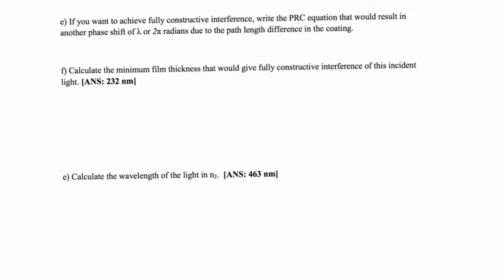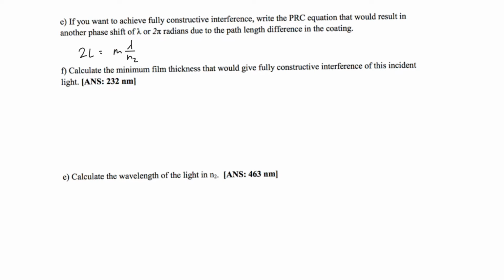Moving on to the next part of the problem, if we wanted fully constructive interference, we would want another phase shift of a full wavelength, or 2 pi radians. And so that equation, the first one that we had written down before, the 2L equals M lambda over N2, this would tell us that we get another phase shift of some integer multiple of the wavelength in that second medium, N2.